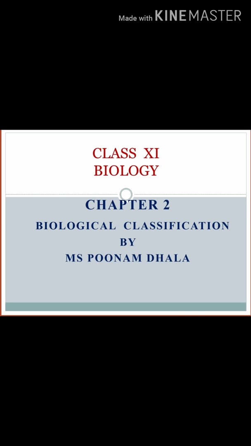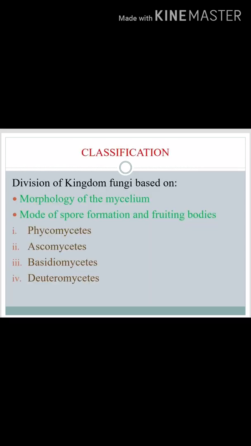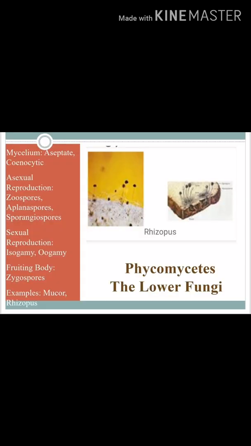First of all, we have these four types of fungi: Phycomycetes, Ascomycetes, Basidiomycetes, and the Deuteromycetes. So these are the classifications based on the mode of reproduction and the presence of their mycelium. Now we will be discussing each of the classes in detail. Here you can see the division of kingdom fungi based on the morphology of mycelium and their mode of reproduction. So let's start with our first class, Phycomycetes.